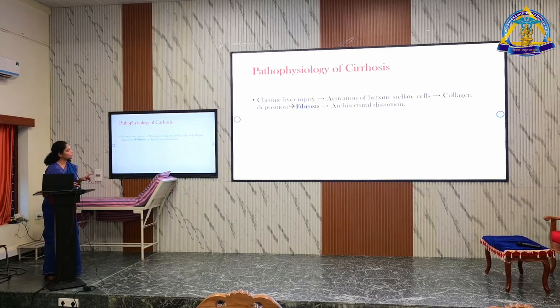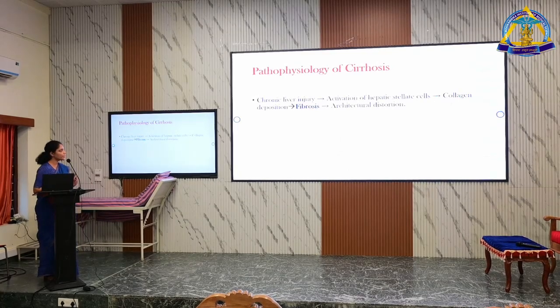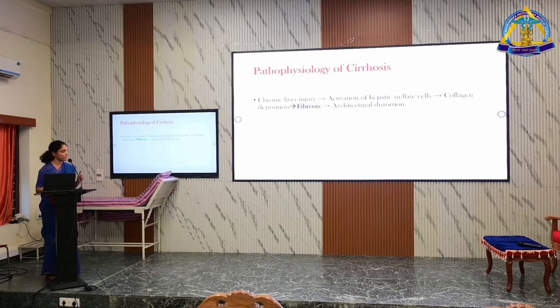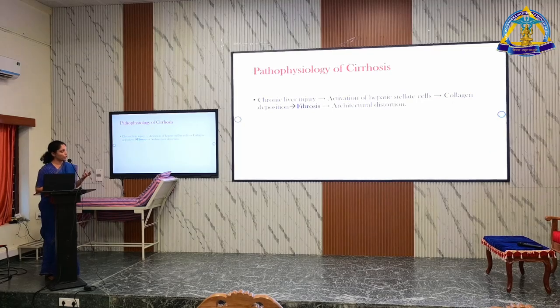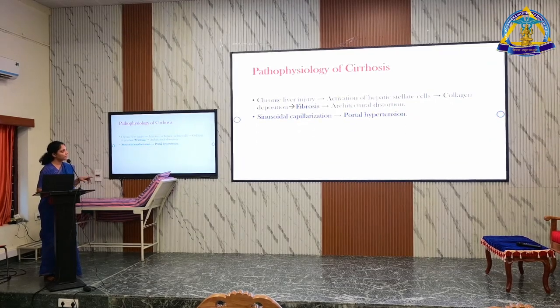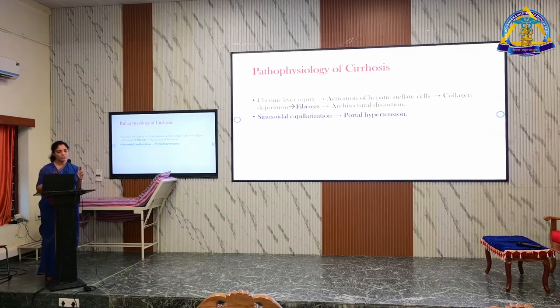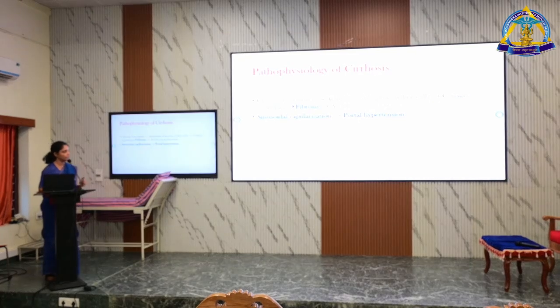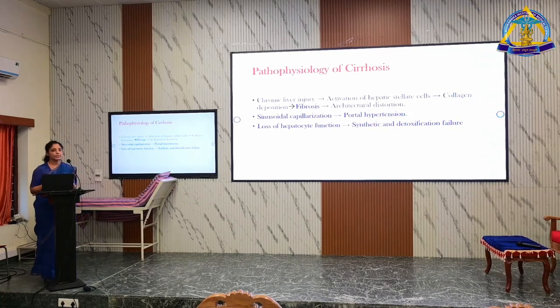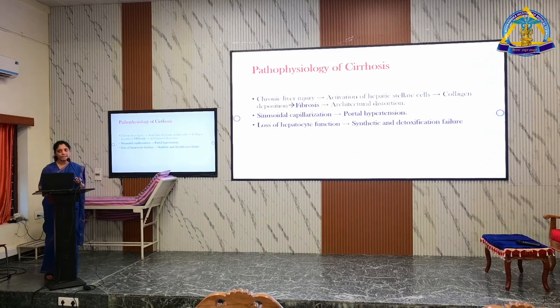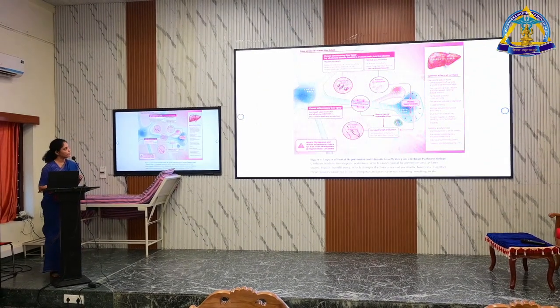So, the pathophysiology of cirrhosis, as we saw, is chronic liver injury, activation of hepatic stellate cells, collagen deposition, fibrosis, and architectural distortion. Ultimately, due to the architectural distortion, it goes into nodule formation, as we saw earlier. Then, sinusoidal capillarization, that is, loss of fenestrae and decreased pliability of the sinusoids, causing portal hypertension. And ultimately, due to all this, the nutrition to the liver cells will be impaired, which leads to a loss of hepatocyte function and synthetic and detoxification failure.